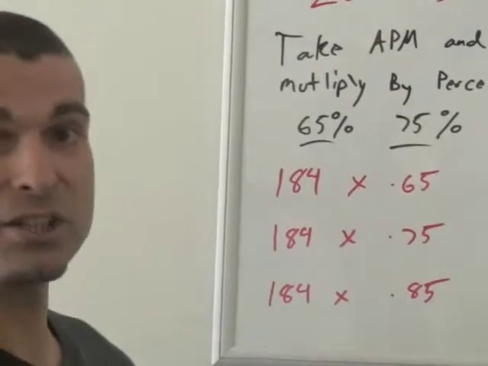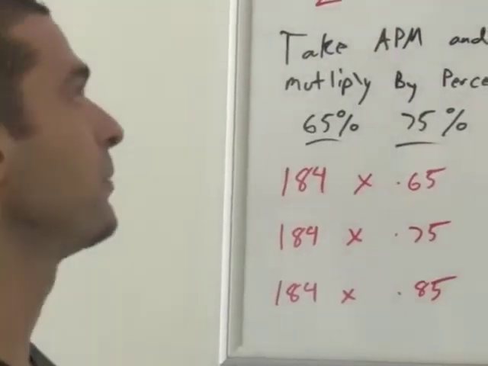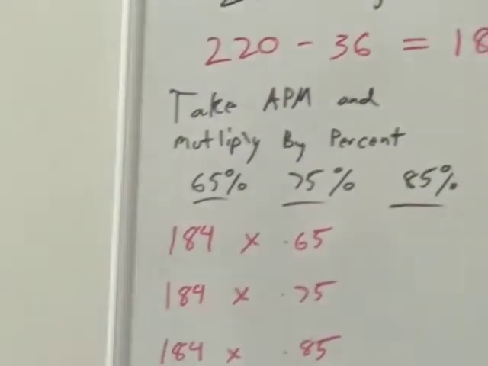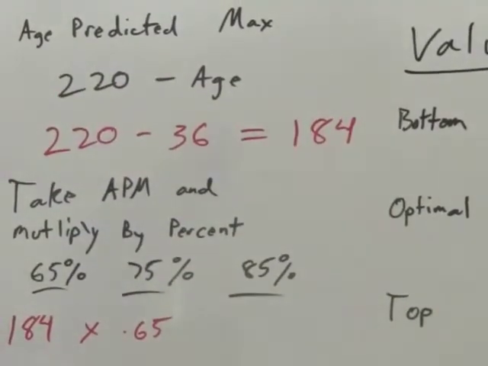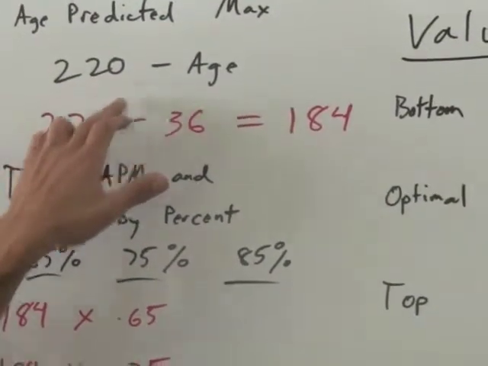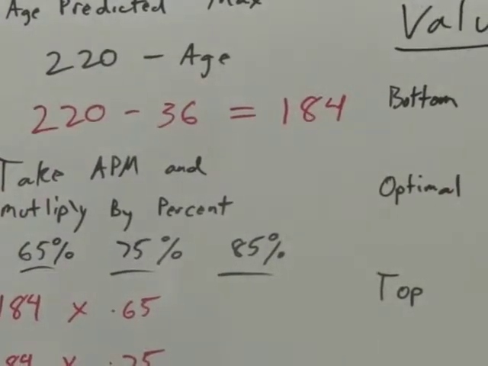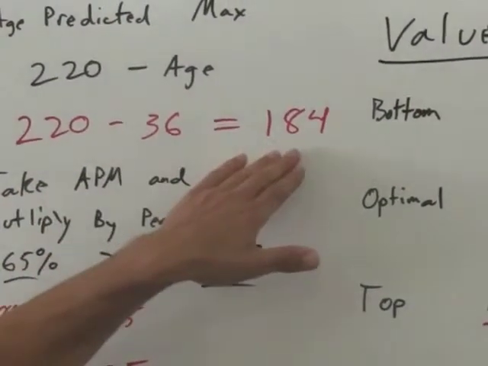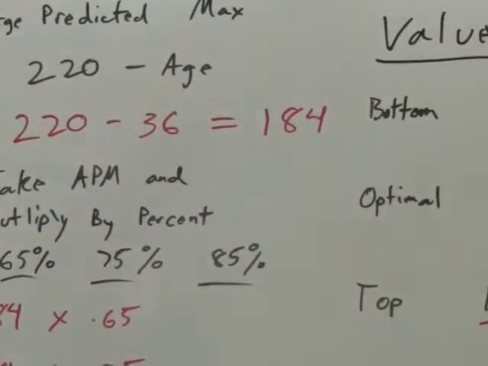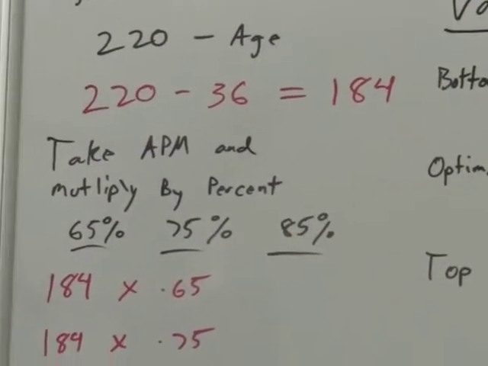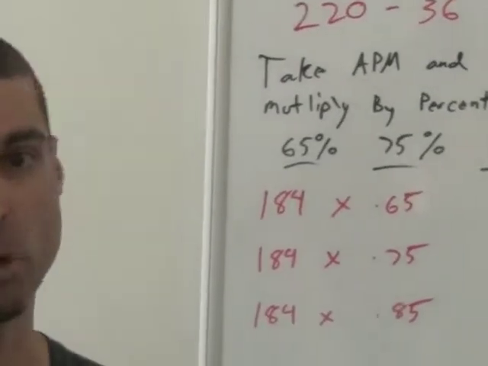So this is a great way to figure out your heart rate zone. It starts off with a simple equation called the age predicted max. Basically, you take this number here, 220, and you subtract your age. What you're going to get is a value. So in my case, 220 minus 36 equals 184. So 184 is my age predicted maximum heart rate.